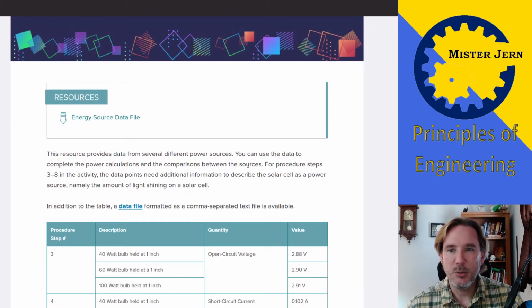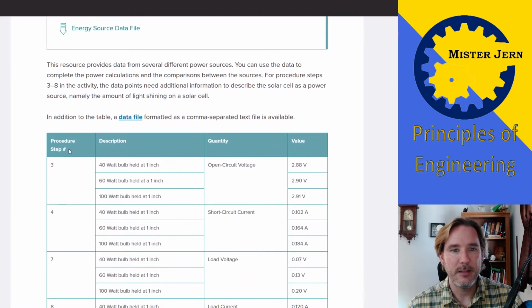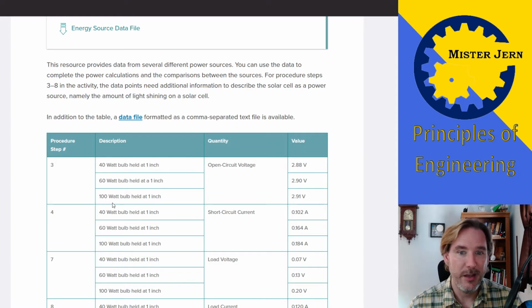It tells you procedures 3 through 8. The steps are labeled here on the side. Here's 3, 4, and so on. And you can see in step 3, there's going to be a 40 watt light bulb at 1 inch, a 60 watt light bulb at 1 inch, and a 100 watt light bulb at 1 inch. It's an open circuit voltage, and here's the voltage you would get for each of those trials.